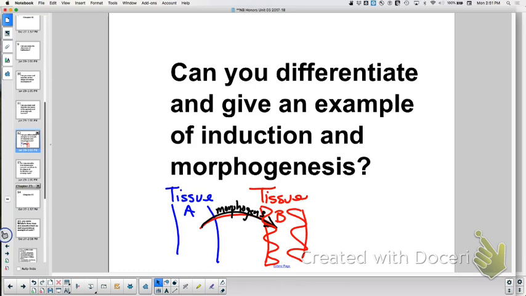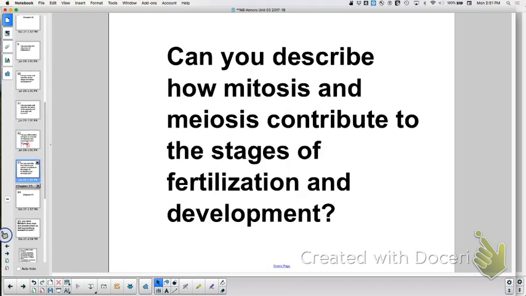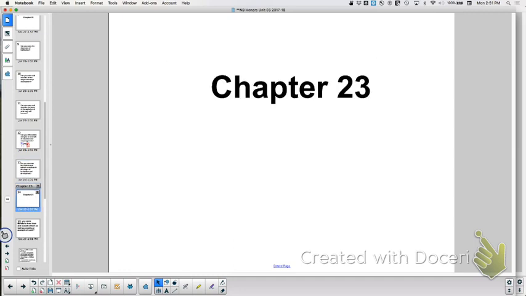All right. Next. Can you describe how mitosis and meiosis contribute to the stages of fertilization and development? I can. How did we form the sperm and egg? Meiosis. What was all of this through? Mitosis. And then later, some more meiosis, right? Okay, good. Questions, concerns? Easy peasy lemon squeezy? Okay, next chapter, chapter 23.